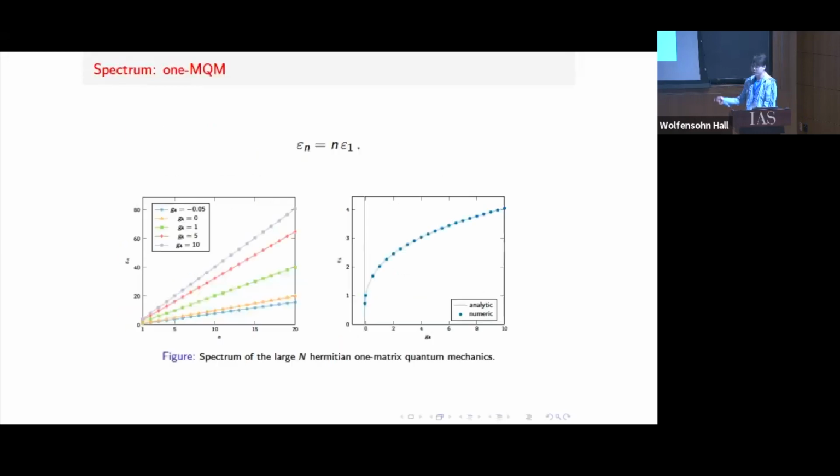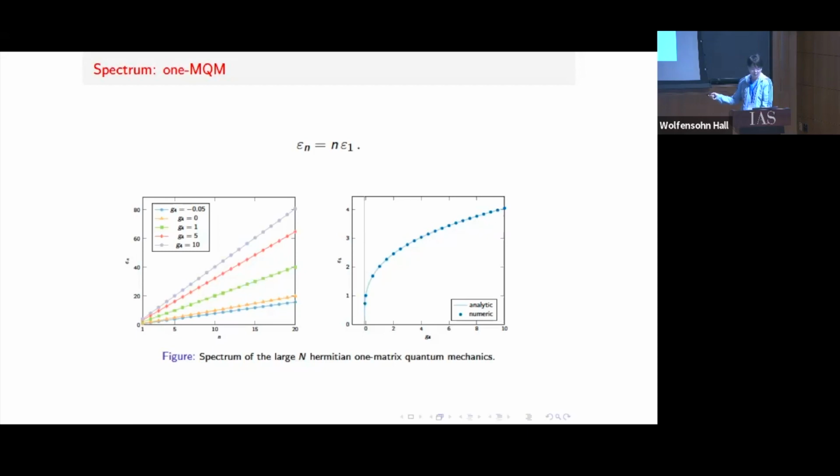So before we move on to the two-matrix problem, let me show you some simple examples for one-matrix quantum mechanical problems. In this case, we have an analytical result which shows epsilon_n equals n times epsilon_1. And one can see from the left figure that the numerical results show this relation for various quartic couplings g4. And on the right figure, I present epsilon_1 versus different couplings. And one can see that they agree very well with the analytical results.